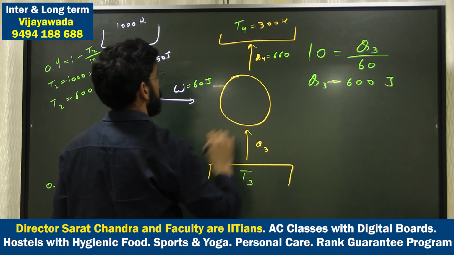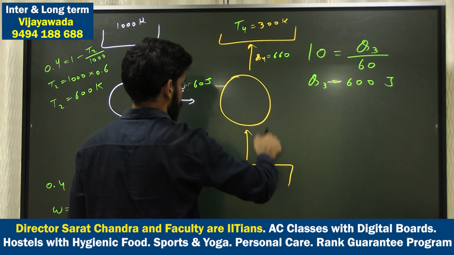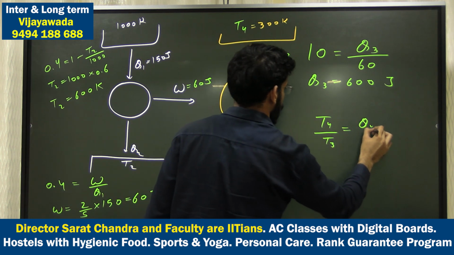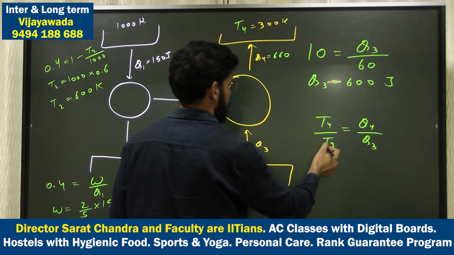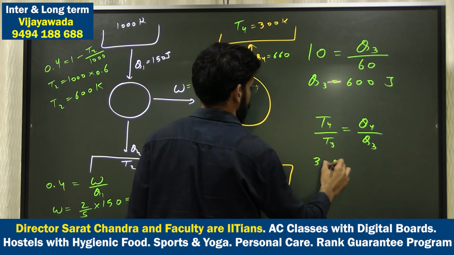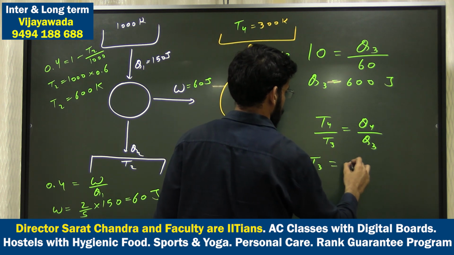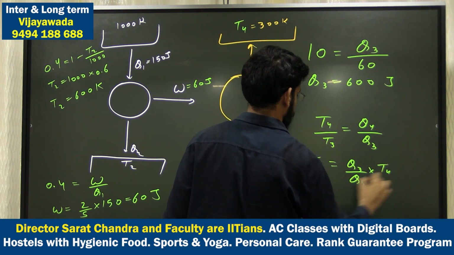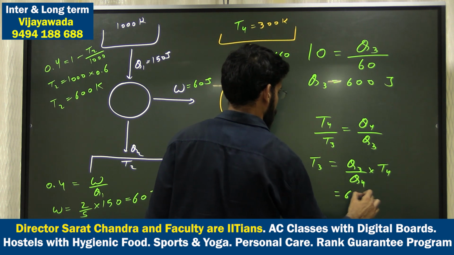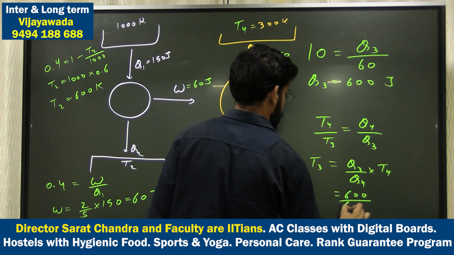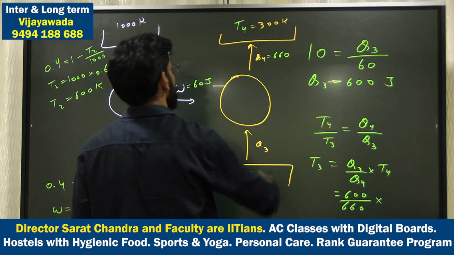Fine now. So here T4 goes with Q4 and T3 with Q3. So T4 by T3 equals Q4 by Q3. T4 is 300, T3 you want, so keep everything on this side: Q3 by Q4 multiplied by T4. Q3 is 600, Q4 is 660, multiplied by T4, that is 300.